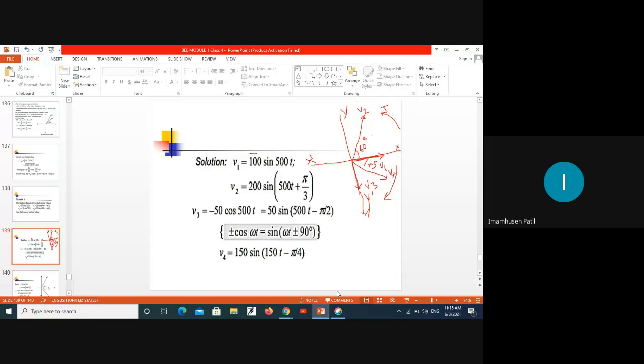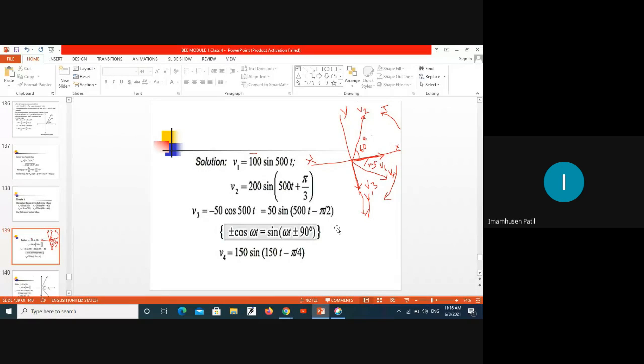Okay. Now, what is the next step? Next step, you have to resolve the summation of the horizontal component and the vertical component, adding all those components. First, the summation of the x horizontal component. V1 horizontal component is 100 cos 0, which is 100 only.